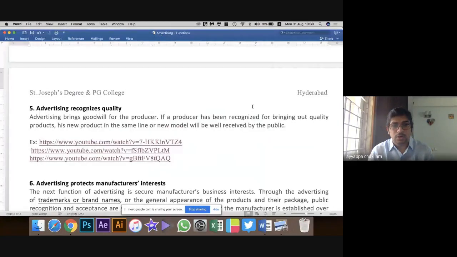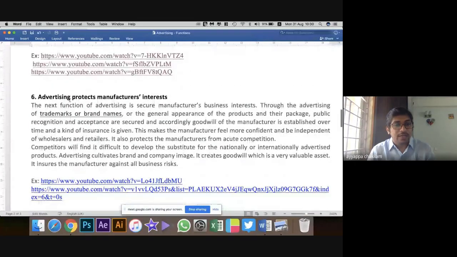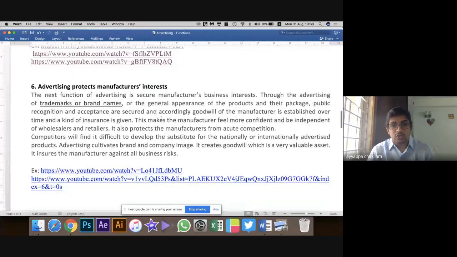So advertising recognizes the quality of the brand they're talking about. Next, advertising protects the manufacturer's interests. So the fact is it is to secure the manufacturer's business interest. When you're talking about trademarks and brand names, as you have seen in the last Hyundai Venue ad, they show the logo of Hyundai again and again, trying to tell the customers that the car belongs to Hyundai.